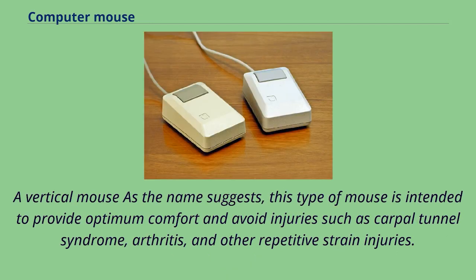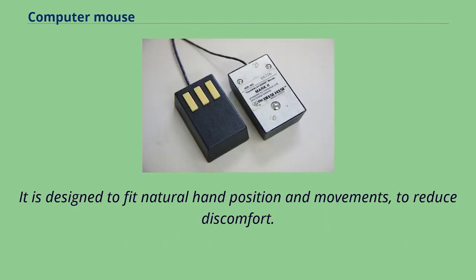A vertical mouse, as the name suggests, this type of mouse is intended to provide optimum comfort and avoid injuries such as carpal tunnel syndrome, arthritis, and other repetitive strain injuries. It is designed to fit natural hand position and movements, to reduce discomfort.